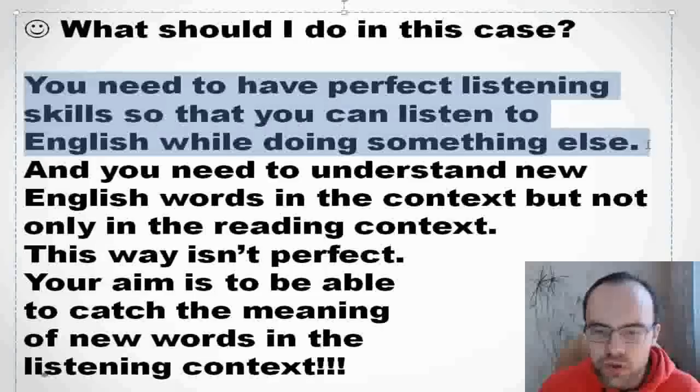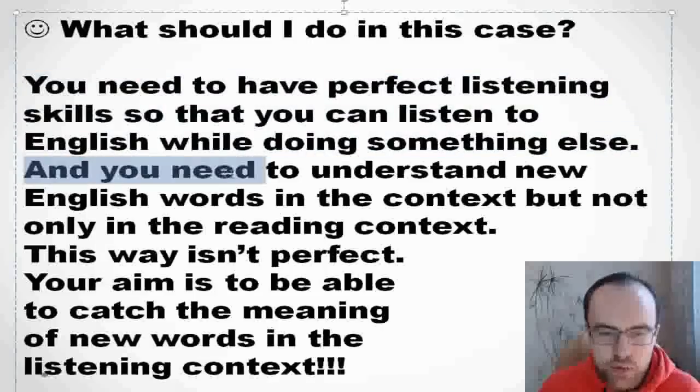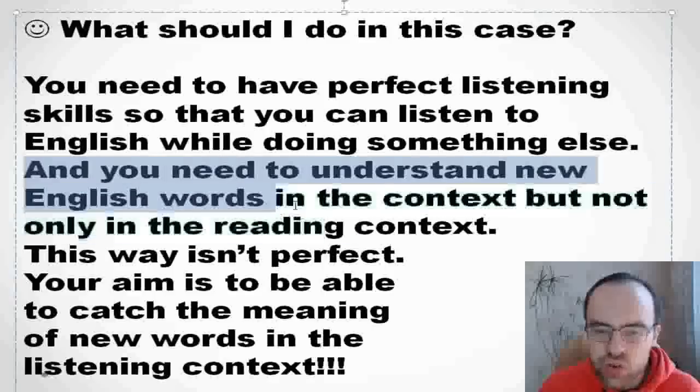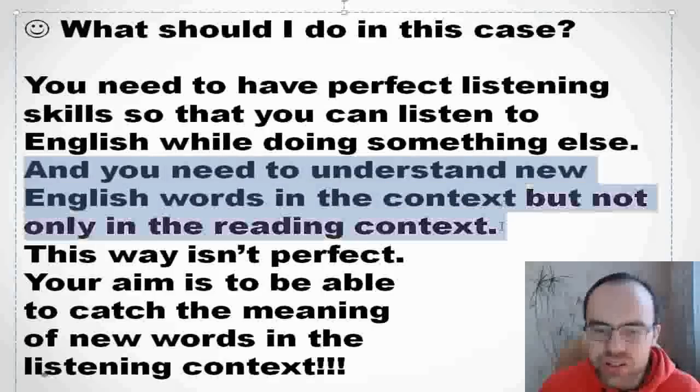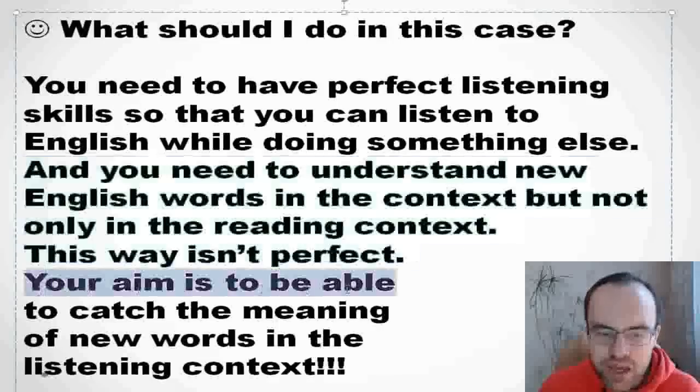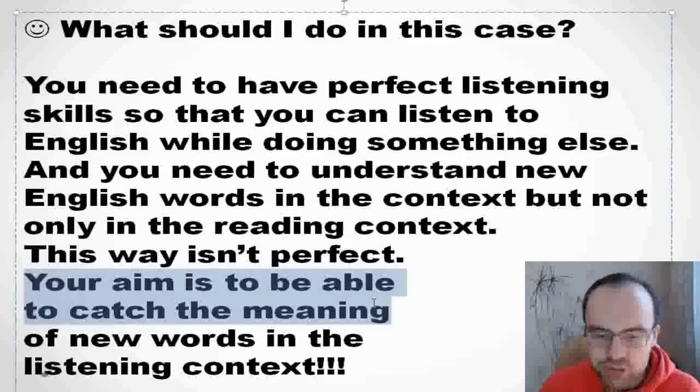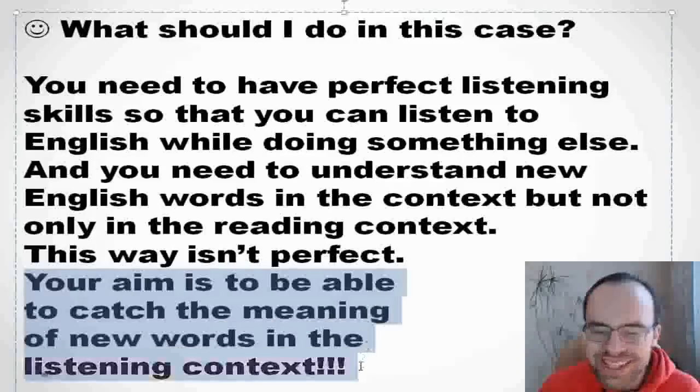Okay, I think that you knew it. Actually, it isn't a new thing for you, but let's go further. You need to understand new English words in context, but not only in the reading context. This way isn't perfect. Your aim is to be able to understand the meaning of new words in the listening context. It's a very important thing. Students think only about reading context. It's wrong. It's very slow and it isn't so professional.